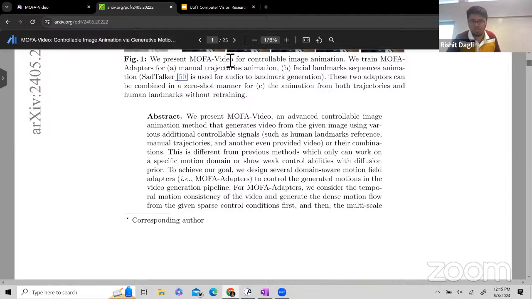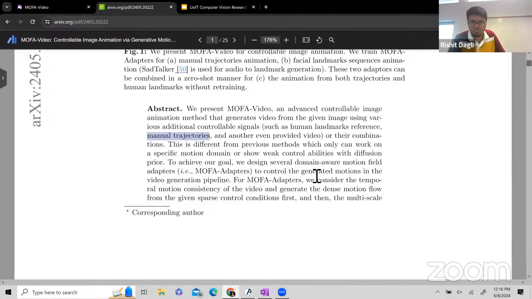Let's talk about manual trajectories. These are just user-defined pathways or movements that parts of the image should follow. In the context of this paper, it allows users to manually specify how they want certain elements of the image to move, thus giving more precise control over the animation.